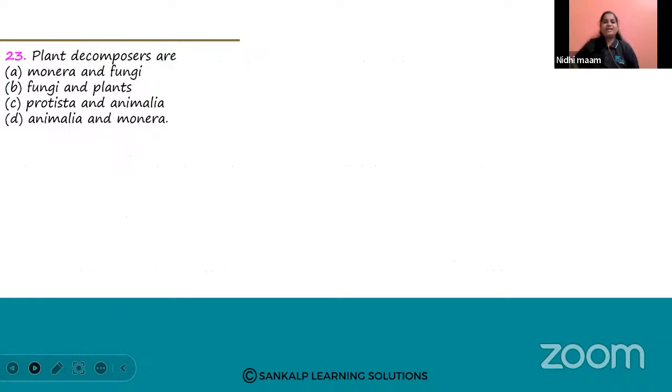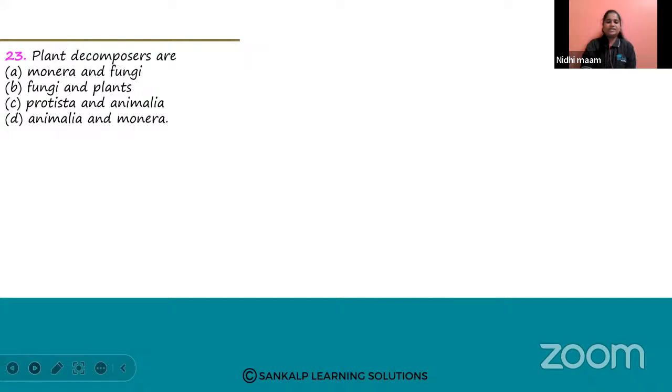Next, plant decomposers are, okay, so they gave certain examples here. Which among them are plant decomposers? We have to say Monera and fungi, fungi and plants, Protista and Animalia, Animalia and Monera. Plant decomposers are, anyone? Okay, Sanjana answered it. Fine.